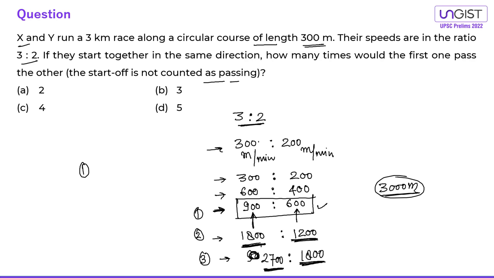So at 2700, A has covered 2700 and B has covered 1800, and they will be at the starting point. So obviously they are meeting only 3 times, right? They are meeting only 3 times and they are meeting on the starting point itself. Okay, everyone. Fine. So this is the answer, right? Okay. Now let's move to the next question.